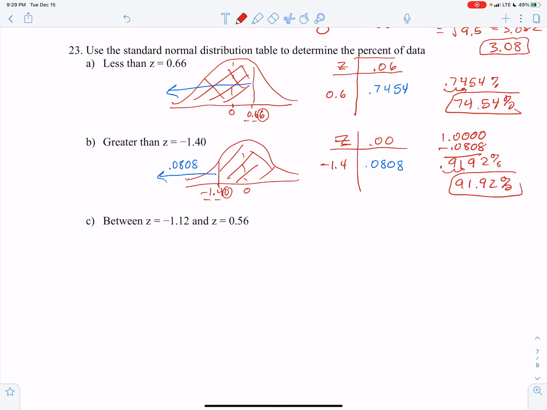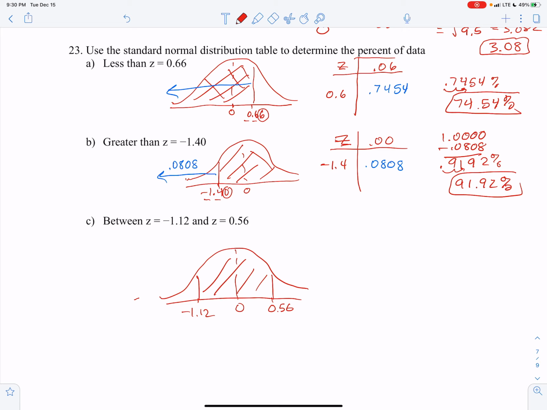Now to find the area from the table between a negative 1.12 and a positive 0.56. Okay, so 0 is in the middle. Negative just goes to the left of it. 0.56 is positive, goes to the right. I want the area between these two.